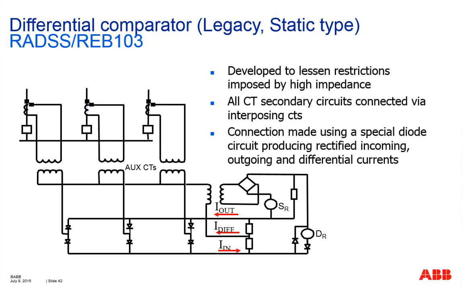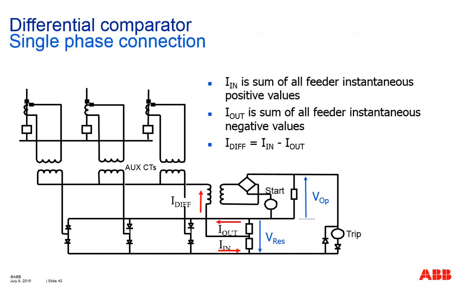Also, you can actually connect the CTs in series. The CT does not have to be dedicated to the busbar. You can connect in series to other relays, for example, meters. I'm not going to go through too much detail on how this works. Basically, the idea is the same. You have the incoming current, you have the outgoing current, and you subtract the two. The difference between the two gives you the differential current.